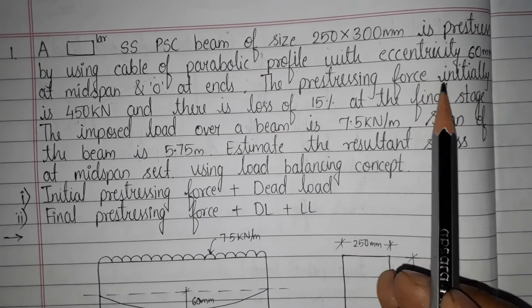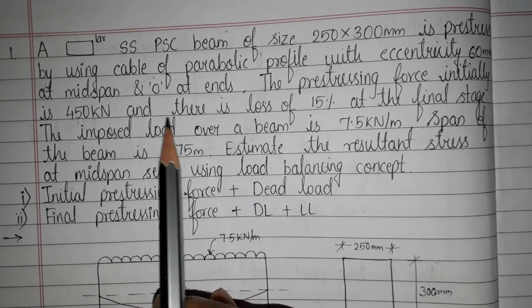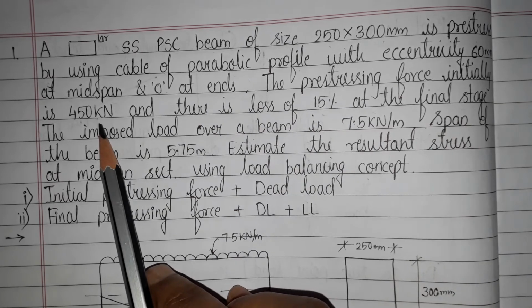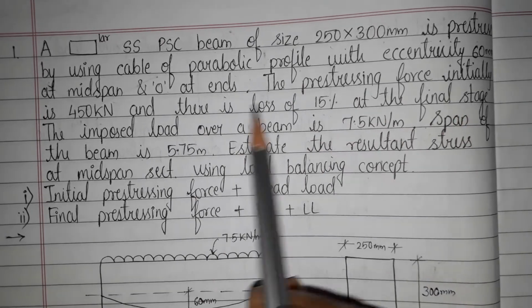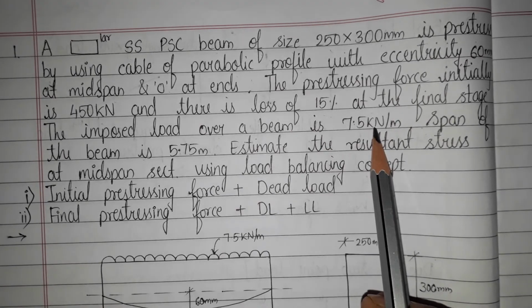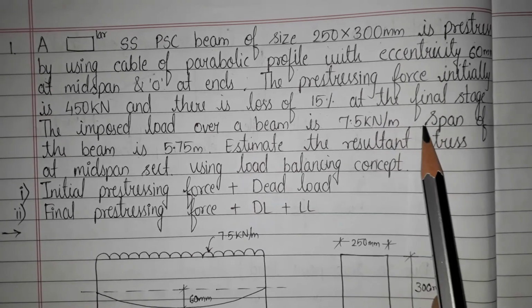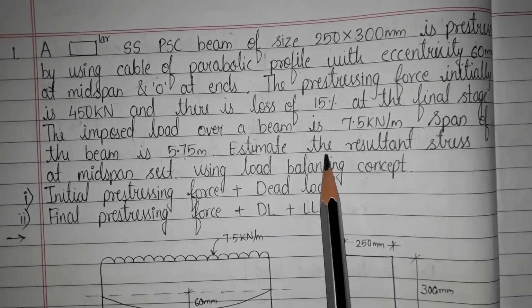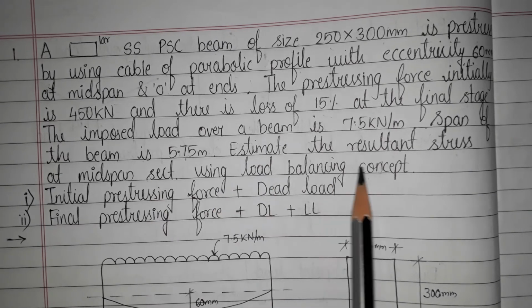The pre-stressing force initially is 450 kilonewton, and there is a loss of 15% at the final stage. And the imposed load over the beam is 7.5 kilonewton per meter, so there is a live load of 7.5 kilonewton per meter. The span of the beam is 5.75 meter, the total span of the beam. Estimate the resultant stress at midspan section using the load balancing concept.